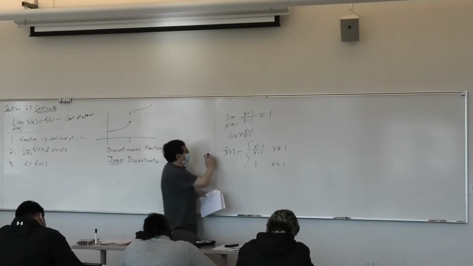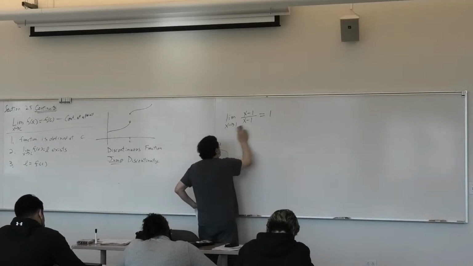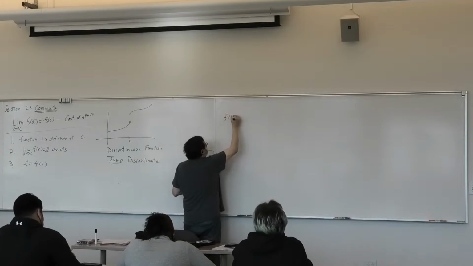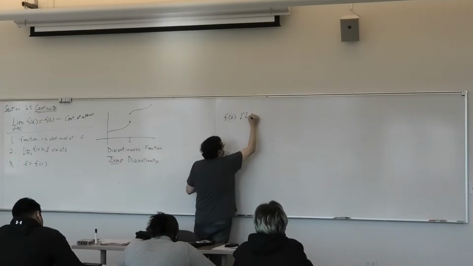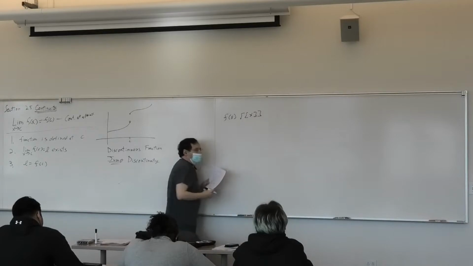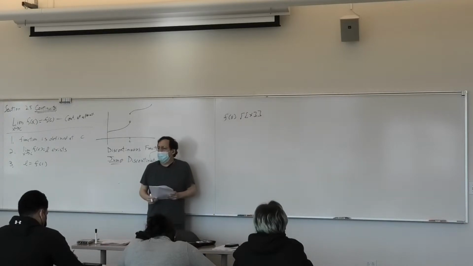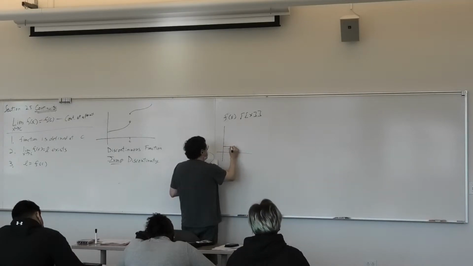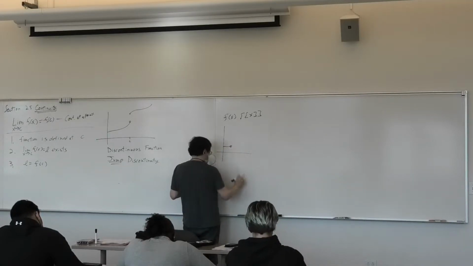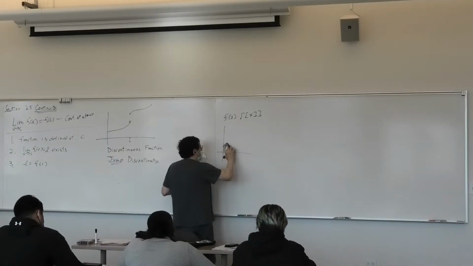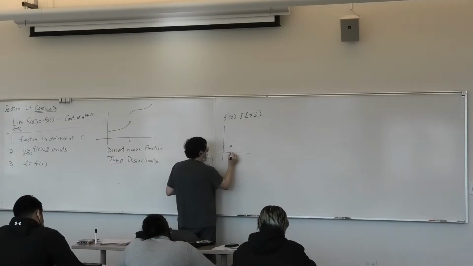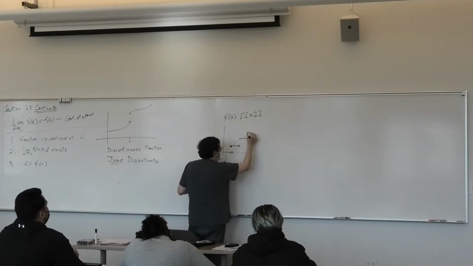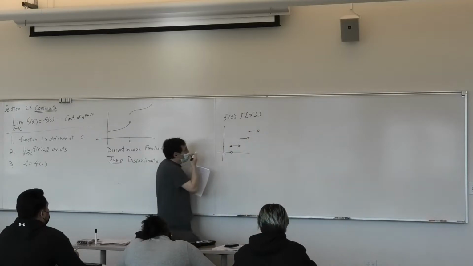A good example would be a function written like this, which means the greatest integer less than x. This is what we call a step function. I guess it would look like this, and it has many jump discontinuities in it.